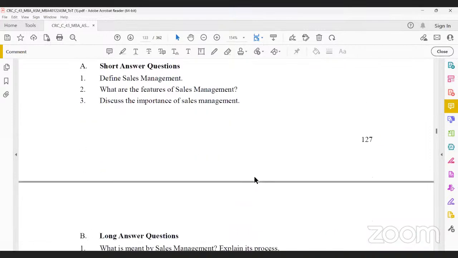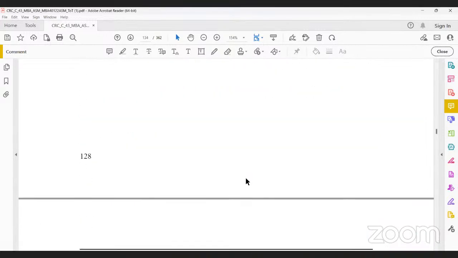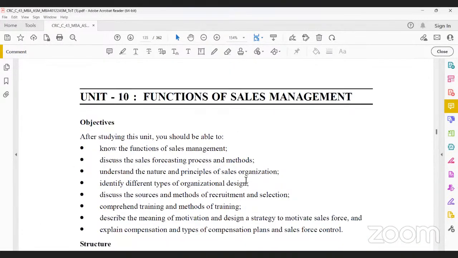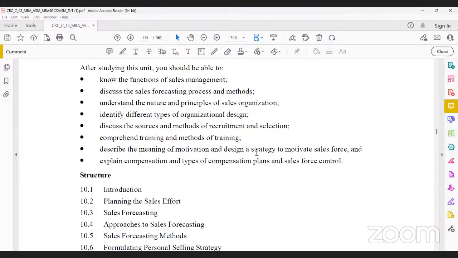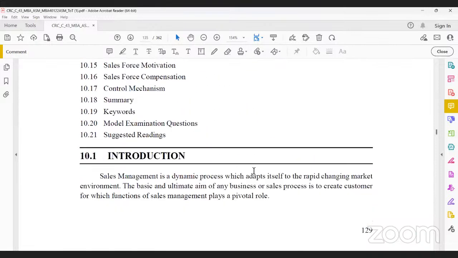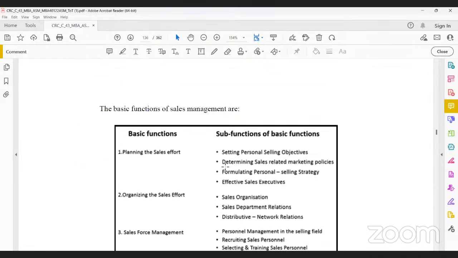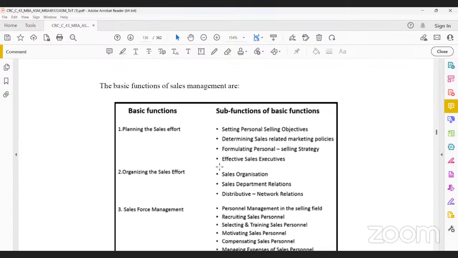Now we move to the 10th unit. Our 10th unit title is Functions of Sales Management. What are the functions of sales management? The sales management functions are very simple. See, these basic functions are there.